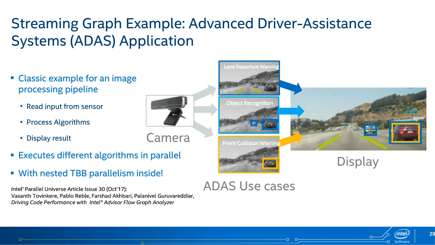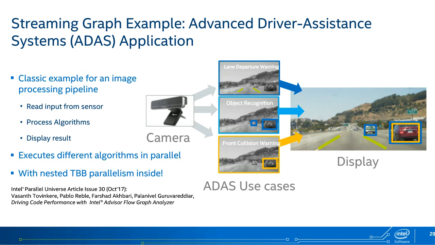So for example, it will detect where the lanes are, or will detect objects in the frame. And then lastly, these results are merged together and overlaid on top of the original image to provide output to the user. And so the result is displayed. With a TBB flow graph, this can be expressed as you would expect. You have some node that is reading image data from a camera. You have other nodes that encapsulate the particular algorithms for lane departure, object recognition, front collision warning, and then you have a node that does the display.